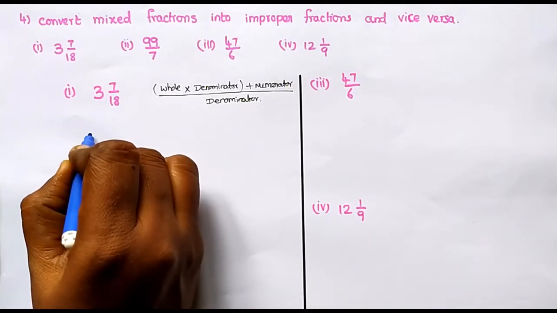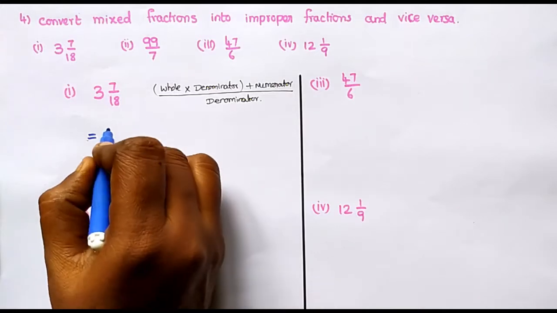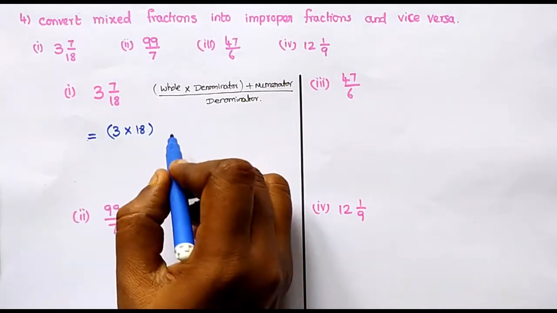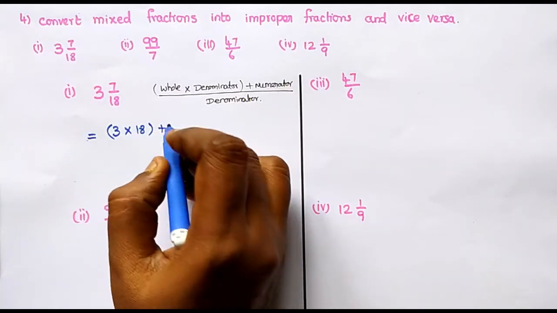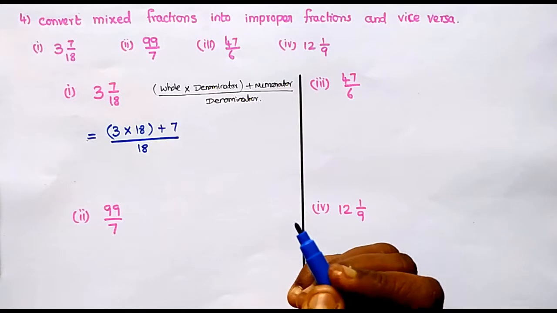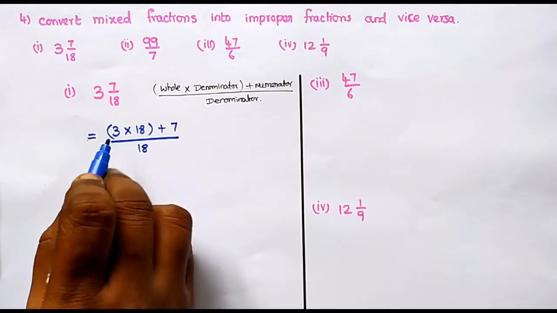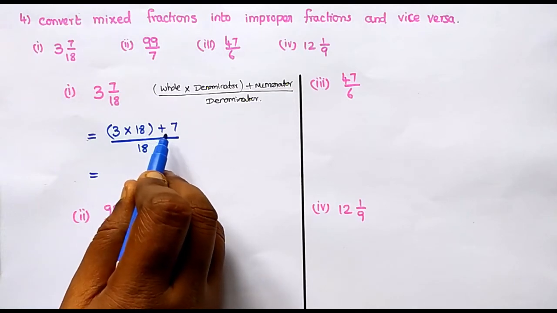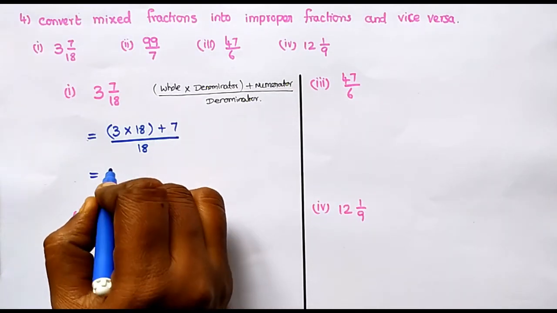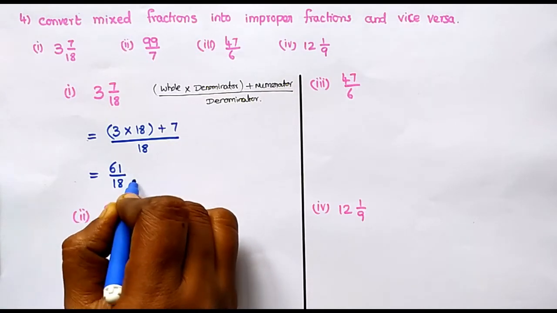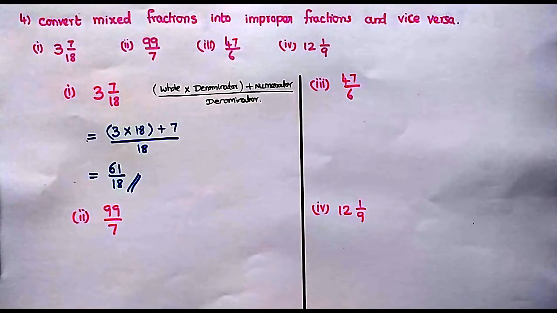3 7 by 18. So whole number 3 into 18 plus numerator 7 divided by denominator. Now 3 18s are 54 plus 7, 61. 61 by 18 is the answer here.